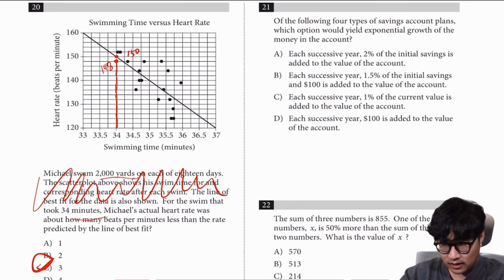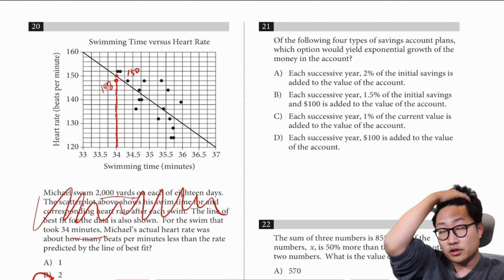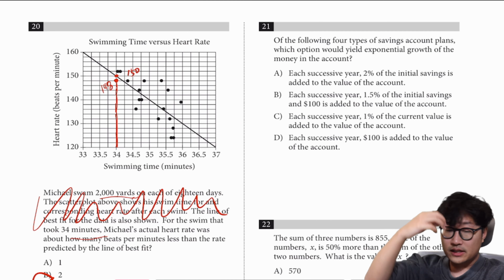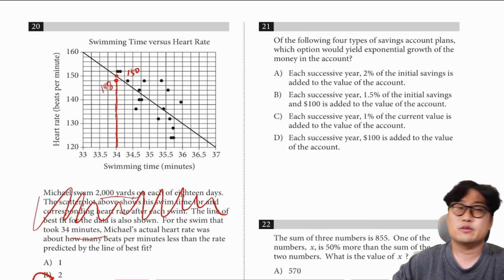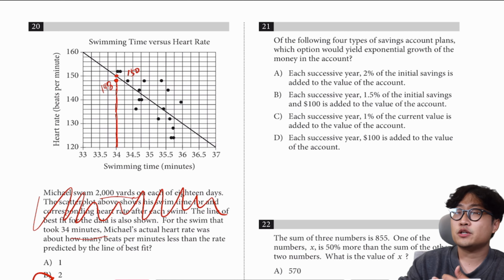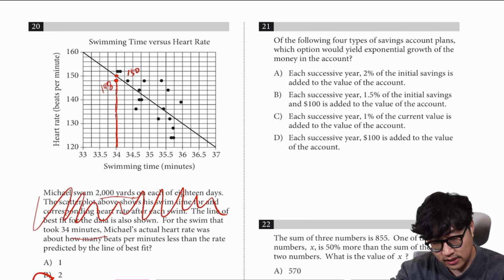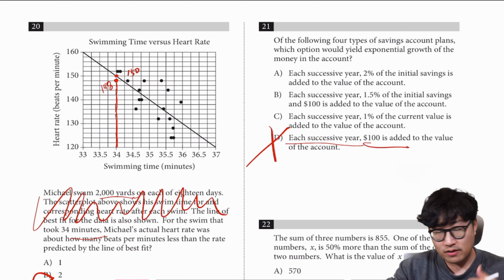I'm sorry about that. And then number 21, of the following 4 types of savings account plans, which option would yield exponential growth of the money in the account? Exponential growth, so you want to multiply by a certain percentage, not the same amount every year. The huge difference is that linear is gaining the same amount every time, but exponential is gaining a different amount every time. It's as simple as that. So D, each successive year, 100 is added. That's called linear. You get the same amount every time.